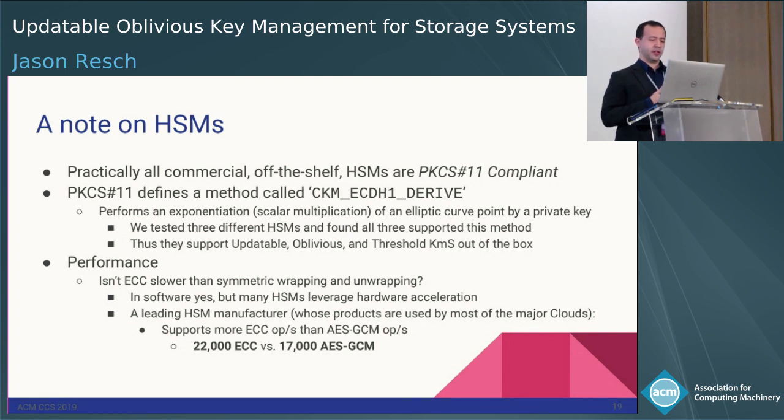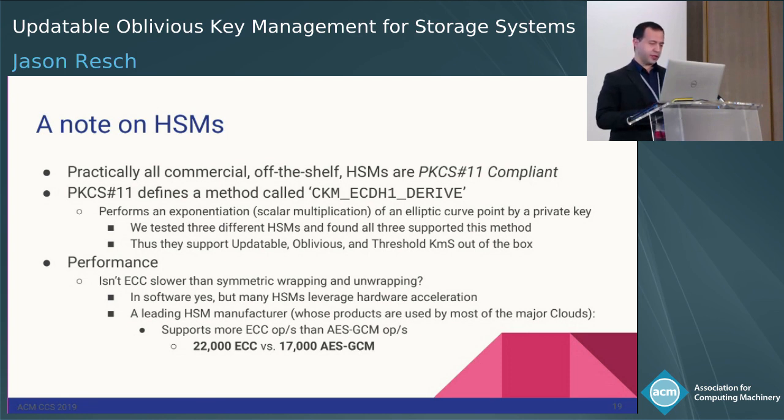And this is because nearly all HSMs are PKCS11 standard, which defines a method called ECDH1 derive. This is the method that does the exponentiation on an elliptic curve. So in the 3 implementations we tested, we found all 3 HSMs supported this method. And every HSM that supports this method can be used to build a KMS like the one we described that's oblivious, updatable, verifiable, and has threshold security. And we actually created an implementation against 2 of these HSMs, and everything worked.